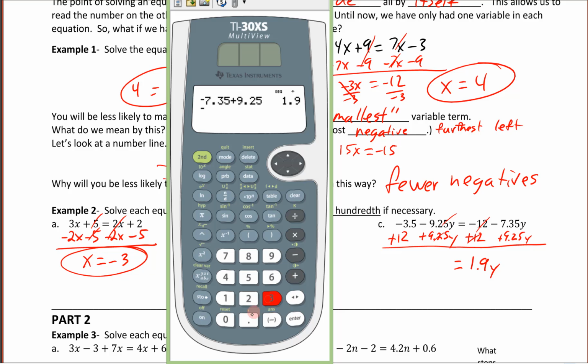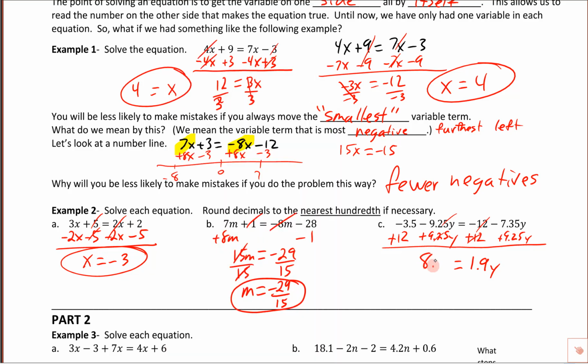So negative 3.5, and then we're going to add 12. So let's just check and make sure. Yep, we've got 8.5 there. So 8.5 here and 8.5 there. Last step is to get rid of that multiplying by 1.9. So we're going to divide both sides by 1.9.